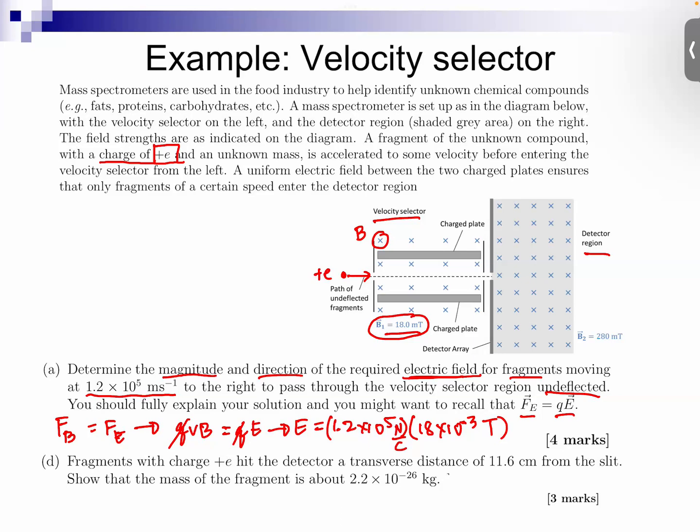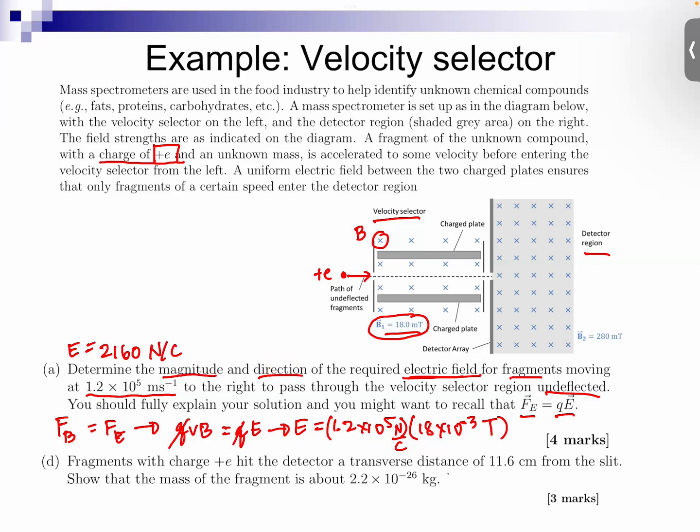Right. So just plug that into your calculators. You'll find the answer is 2160 newtons per coulomb. That's for the magnitude. Now to find the direction, okay?